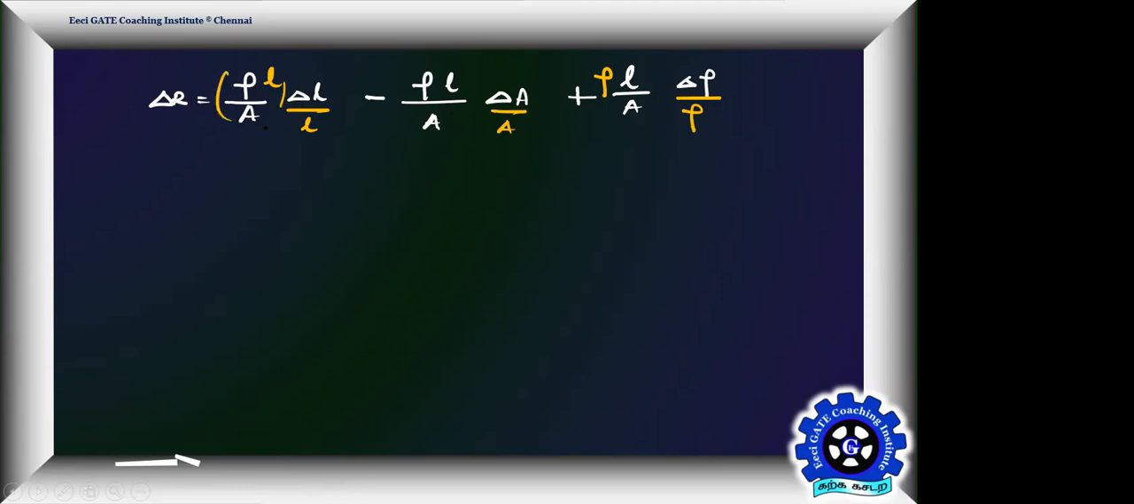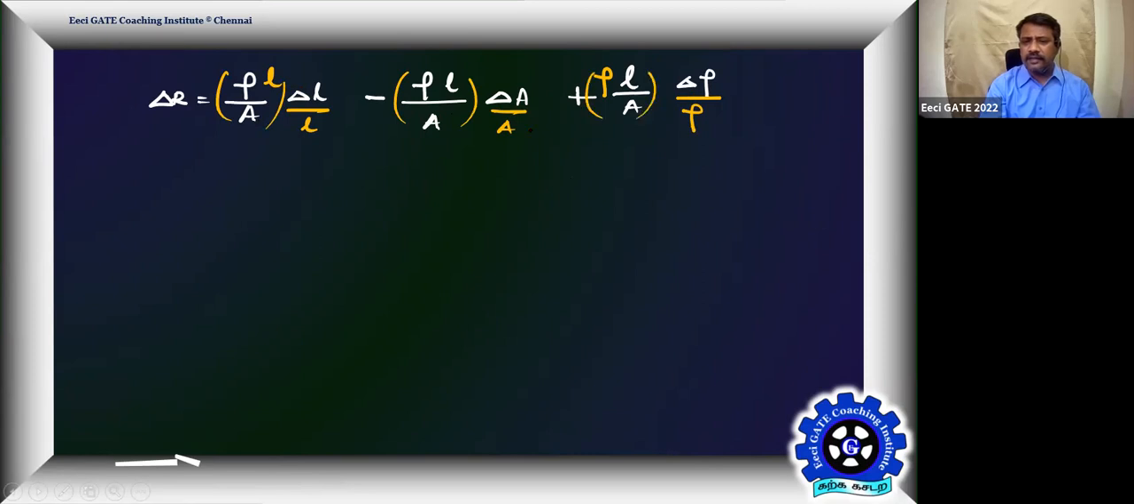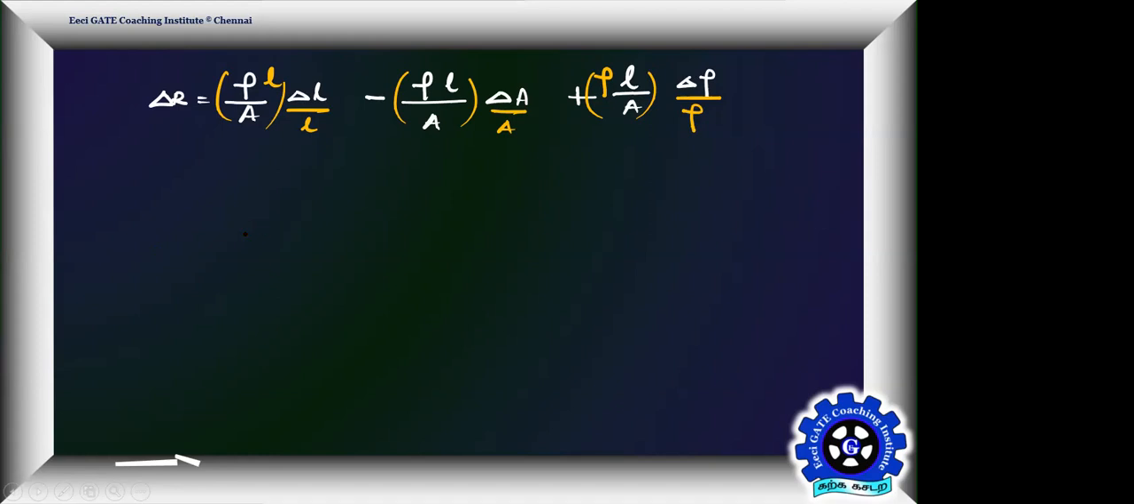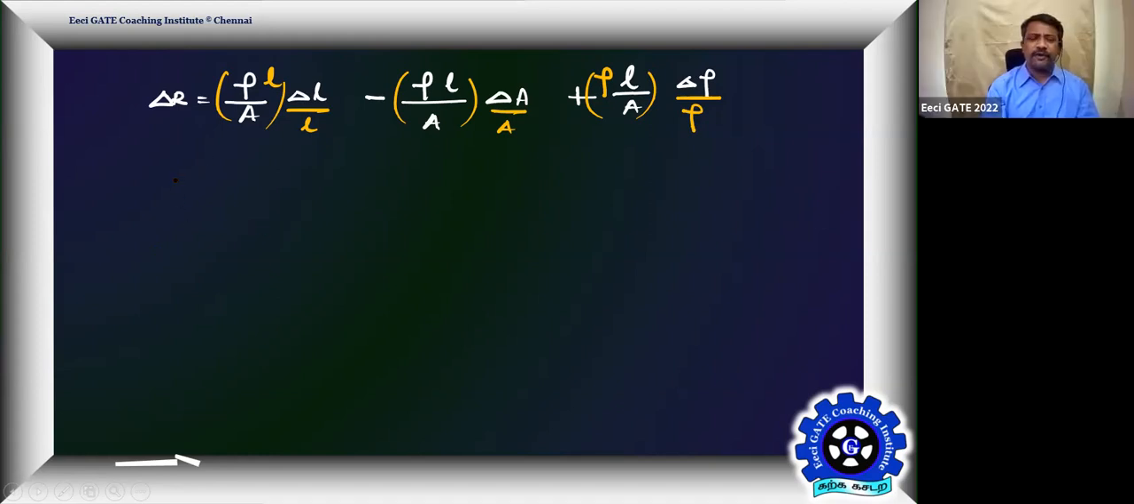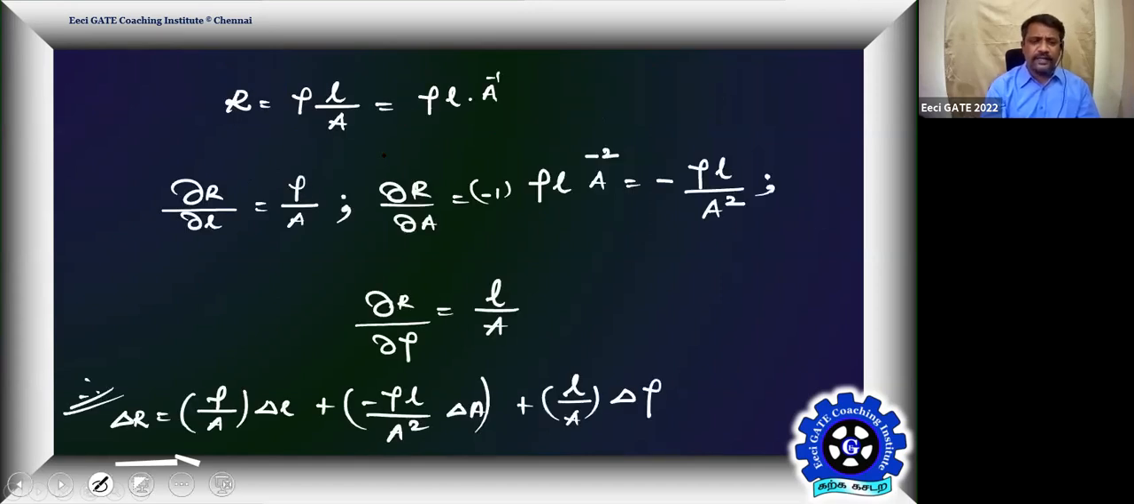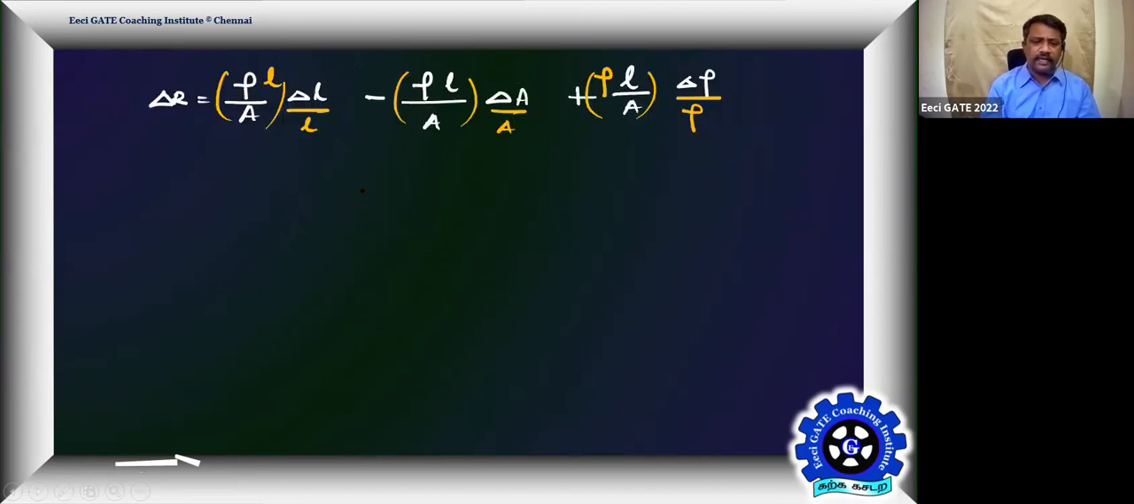Then you know very well what is rho L by A. It is R, our very old resistance, the resistance before application of strain on this metal body. So replace rho L by A by R, then take it to the left side. Then it becomes delta R by R. So delta R by R is equal to the simplest equation to remember: delta L by L minus delta A by A plus delta rho by rho. This is a much better equation to remember, right?